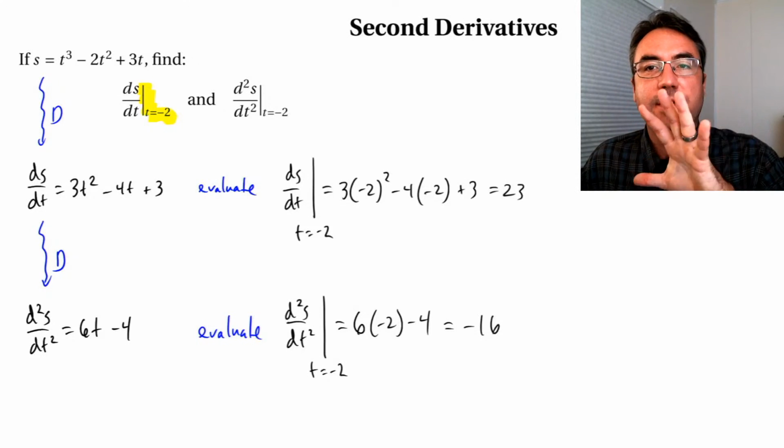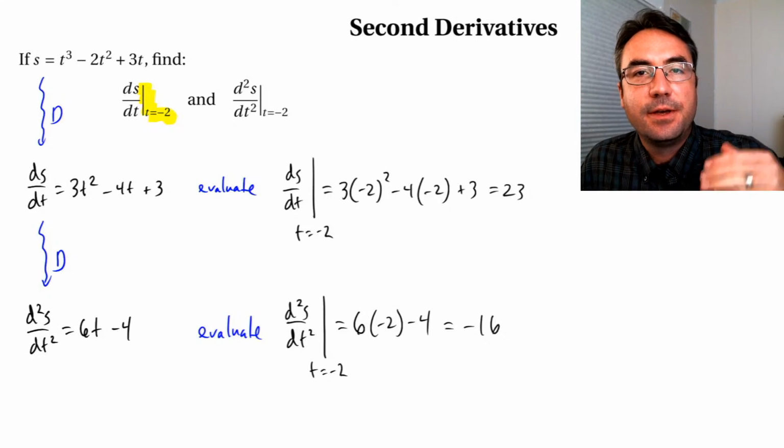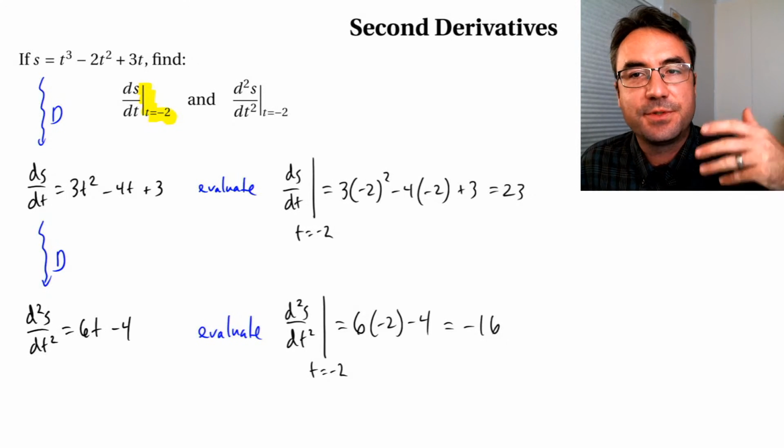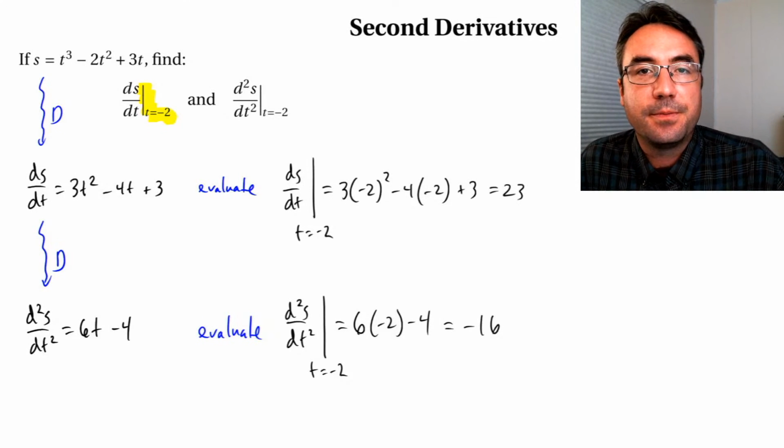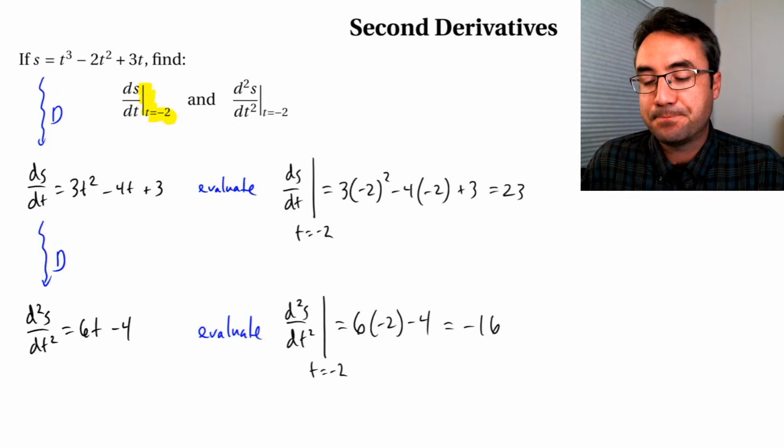All right, so just a little bit to end there in terms of, how does this work with second derivatives? You just do the derivative again. And then how do you plug in? You just change your variable to whatever number you want to plug in. So -2 in this case.